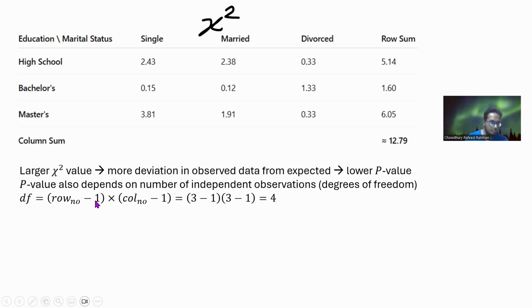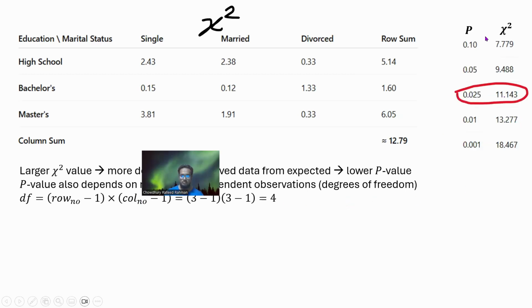Now, why do we subtract 1? Because if you know two values of a certain row and the sum of the row, then you can just derive the third value by subtracting the rest of the two values from the row sum. Same thing for the column. If you know two values of the column and you know the sum of the column values, you can easily get the third value by subtracting the rest of the two values from the sum of the column value. That is why you have to subtract 1 here, and that actually talks about the independent thing, which is the degrees of freedom basically.